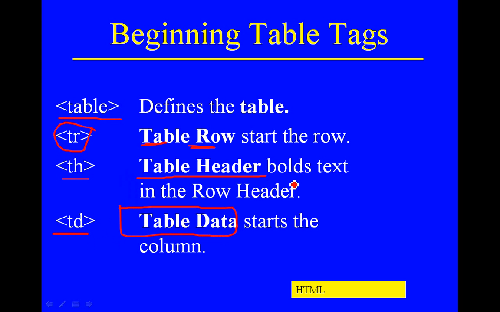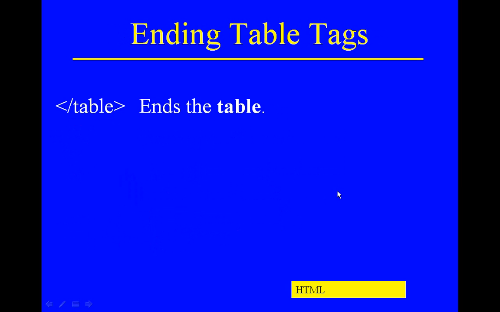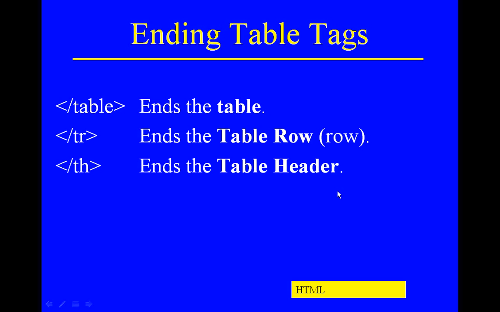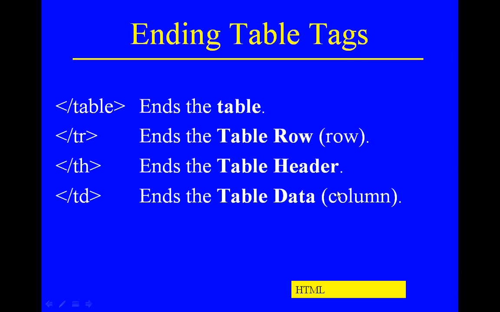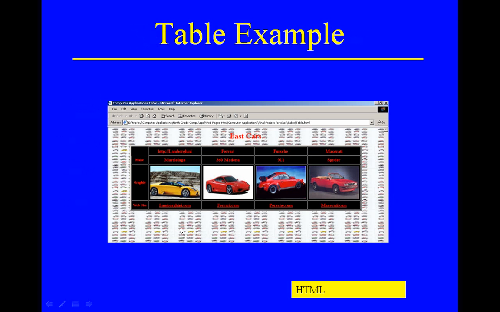The TR tag starts the rows. When we're done with the row, we end the row. When we have the table data tag, that ends our column. Okay, so the ending table tags go with the beginning table tags to end our row, TR, to end the column, TD. Okay, that's an example. Rows running across, columns running down.